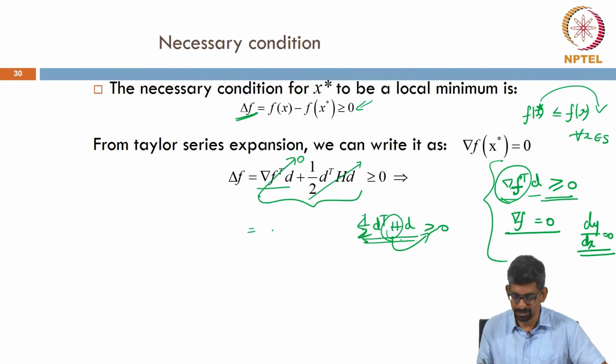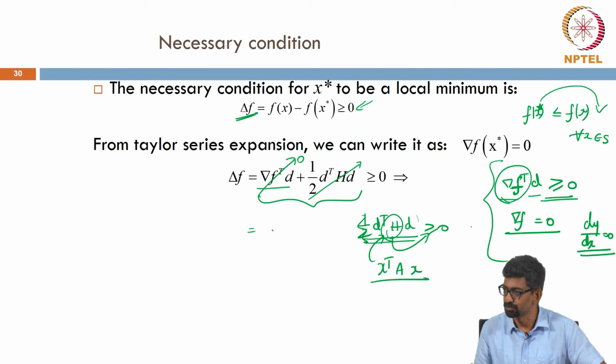Now, you understand, we just use the terminology x transpose A x, now just replace that by this, that is all. So, if the outcome of this is greater than or equal to 0, then H is positive semi definite or definite. If it is greater than 0, it is definite. If it is greater than or equal to 0, it is positive semi definite, that is all.